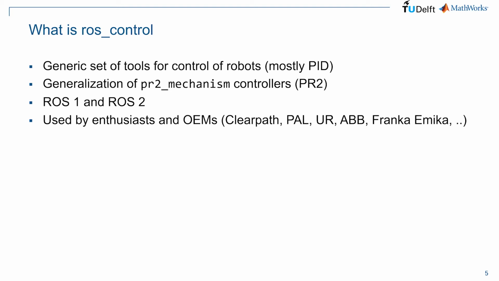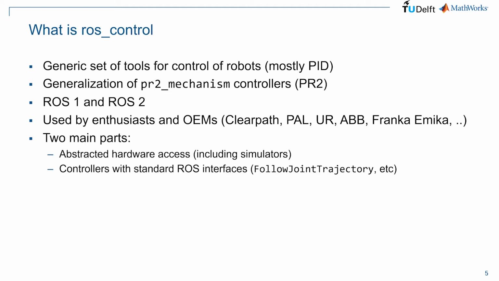It's extensively used in ROS-I, and there is now also a ROS 2 version. And I think we'll be hearing a bit more about the ROS 2 version of ROS control when we hear something about the Universal Robots driver for ROS 2. And it's used by both enthusiasts and OEMs. And there are some quite well-known names in the list. UR's there, as I mentioned earlier. ABB recently released a ROS control-based driver as well. And Clearpath had lots of robots with ROS control compatible drivers.